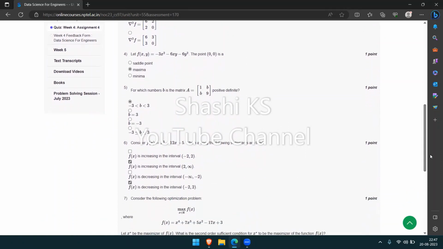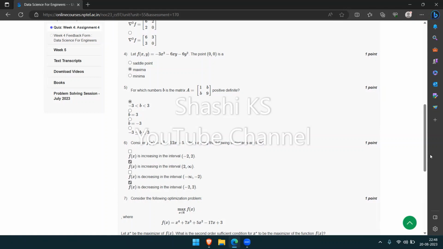Consider f of x is equal to x cube minus 12x minus 5. Which among the following statements are true? So to find that, we have to find in which interval f of x is increasing and in which interval f of x is decreasing. To find that, we need to differentiate f of x. We need to find the first order derivative for f of x. Let's denote it as f dash of x. So f dash of x would be 3x square minus 12.